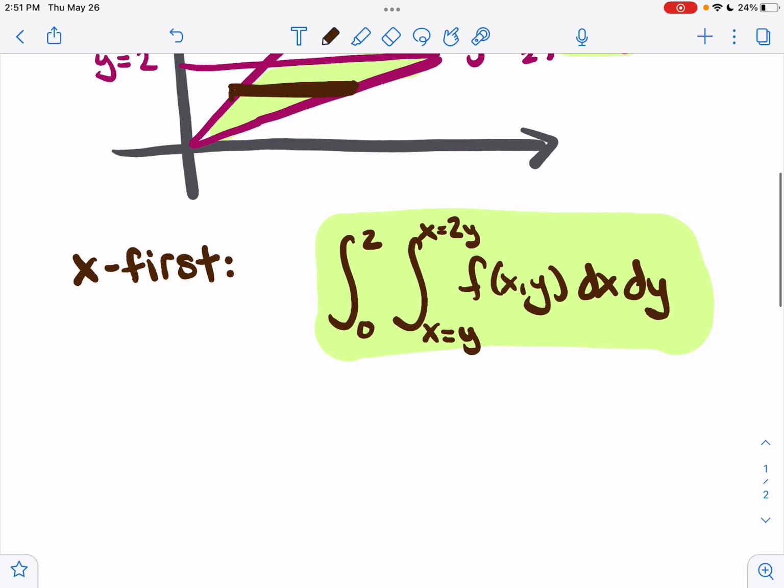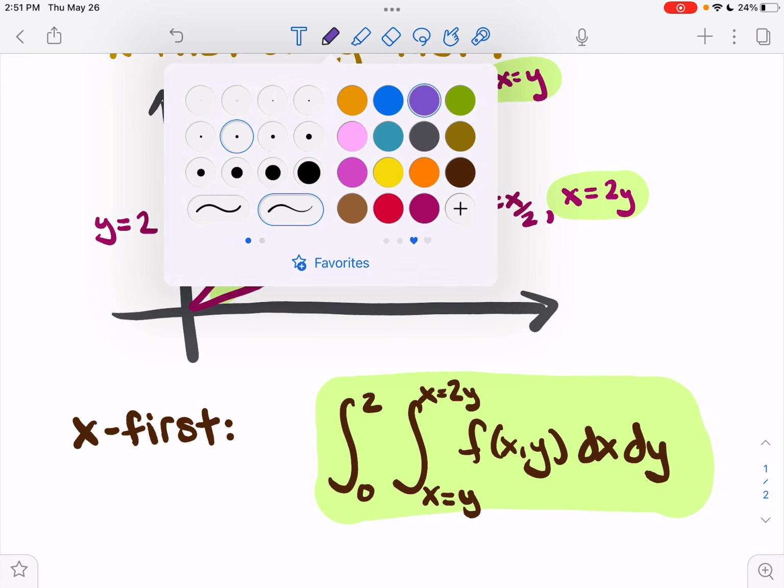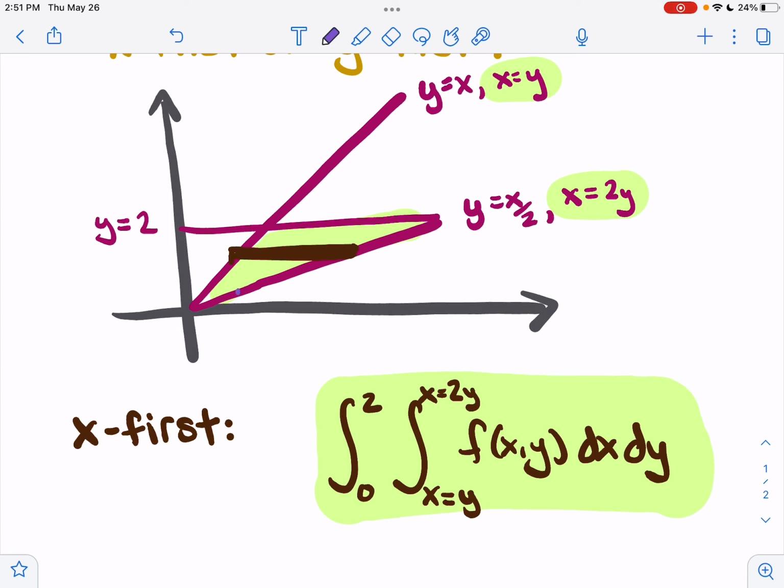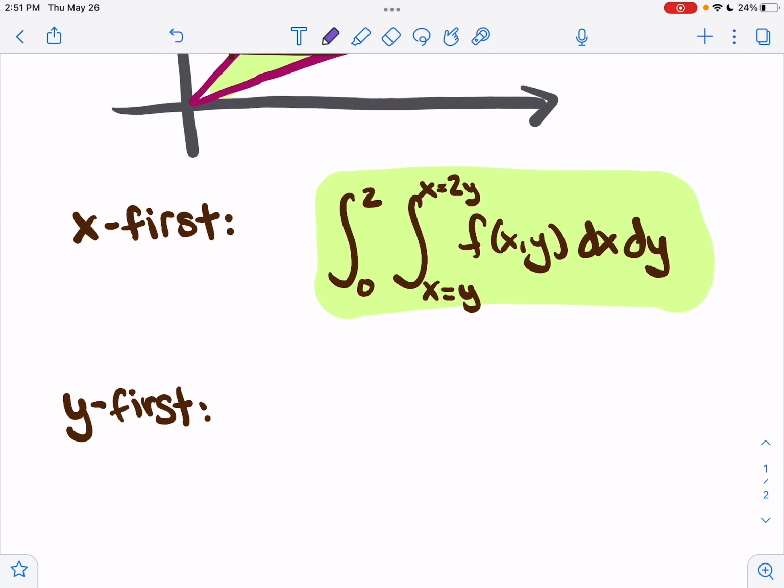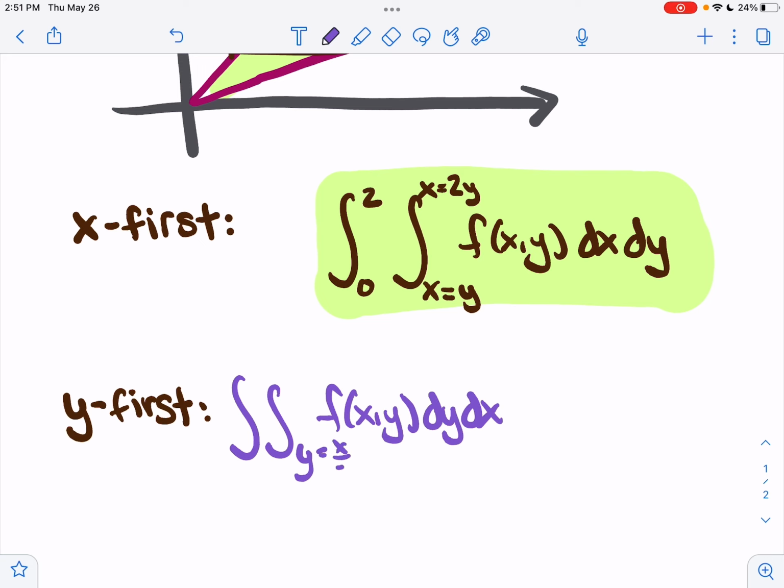If we wanted to try this y first, notice y first, we can go from y equals this function of x down below up to this function of x up above. And that works for a while, but past this point, it's a different function of x up above. So we do have to break this up if we want to do it y first. If we want to do it y first, we're going to have one double integral, f of xy dy dx, and we'll have y on the bottom going from x over 2 up to y equals x on the top.